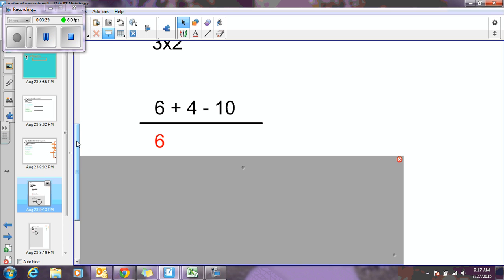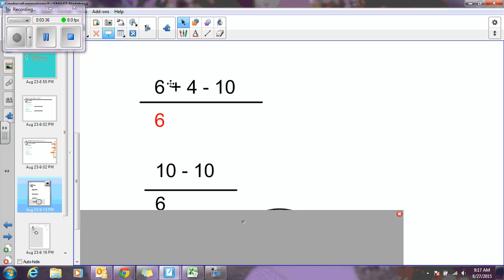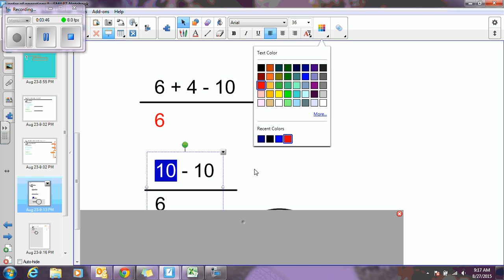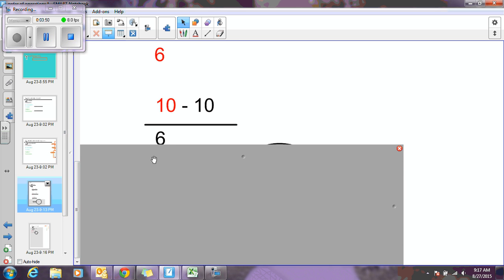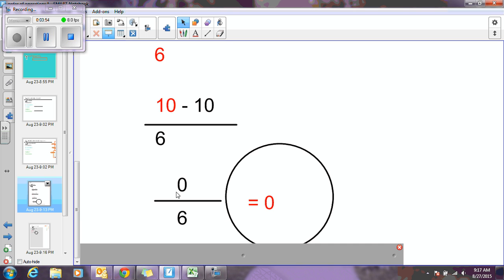The last thing that we do, if there's no more multiplication, there's no more division that we can do, we are going to just do addition, subtraction, and read it left to right. So I went ahead and took 6 plus 4, and I got 10. And then I have 10 minus 10 over 6. 10 minus 10 is 0, and 0 divided by 6 is 0. So your final answer for that entire problem is 0.